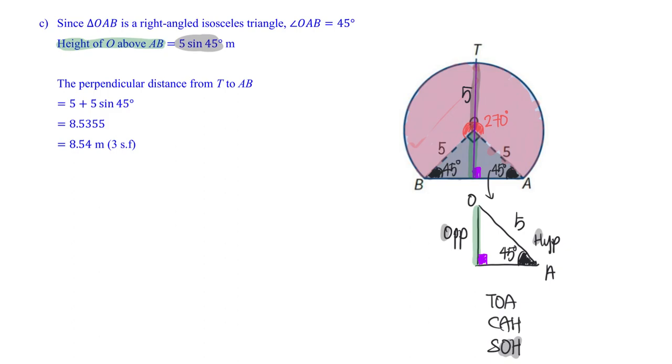Then all we have to do is add 5 to it, with the radius 5, to get the final answer. This is the green color length of O above AB. That will give me the final answer of 8.54 meters.